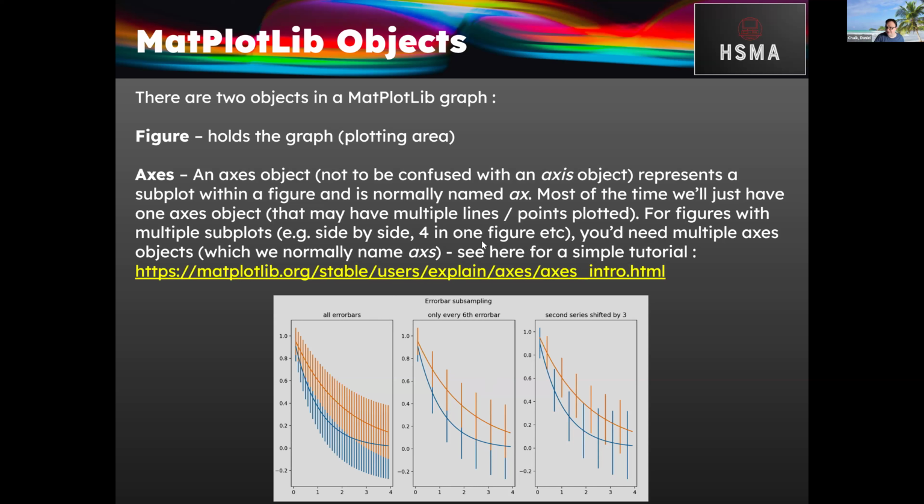And there's lots of different ways you can lay those out. You can have side by side ones, or four, one in each corner, and all sorts of different ways you can do that. And if you want that, you have to have multiple axes objects, and in which case you normally name them axs. Again, you can call them cream donut if you like, but the convention is axs. So ax for singular, axs for plural, typically, is what you would call them.